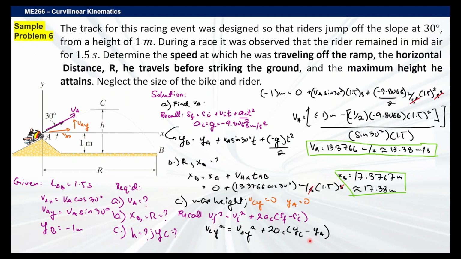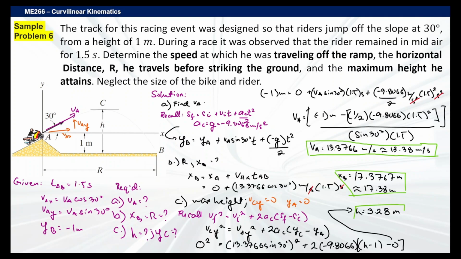YC. Well, YC here is technically H minus 1. There we go. Okay, and then substituting everything and then canceling, we will have H as 3.28 meters.